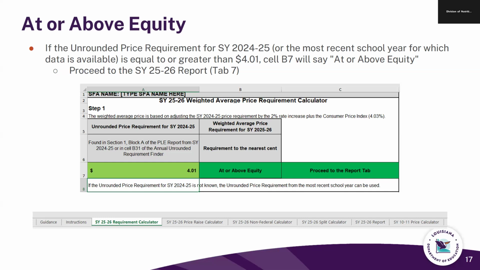You're pretty much done with the tool, and you're going to proceed to the 25-26 report tab, which is tab 7. So this is basically saying that you are charging enough and that you don't need to make any type of price adjustment or will not need to have funds supplemented into your account.